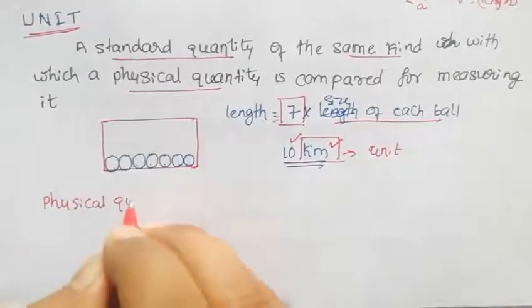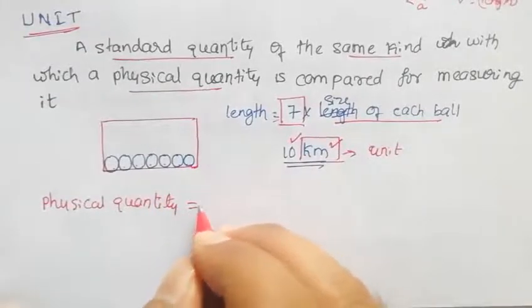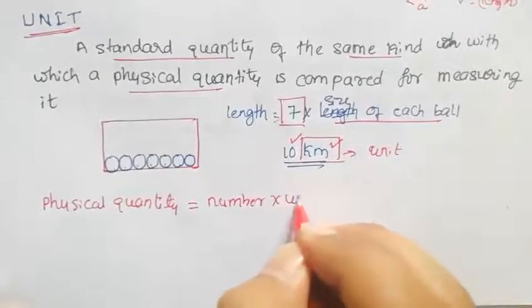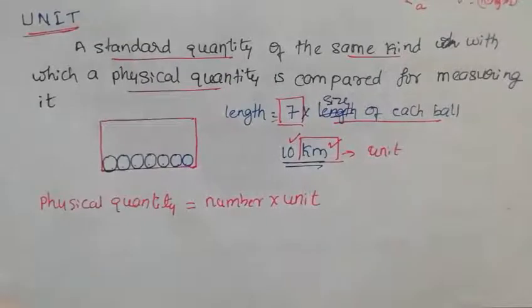So a physical quantity is given by: physical quantity equals number multiplied by unit. We need a number as well as a unit. Yes or no? Number multiplied by unit we require. So if I say the length of the rod is 1 meter, it means 1 times meter. If I say the length of the rod is 4 meters, it is 4 times meter. So meter is the unit we have taken.